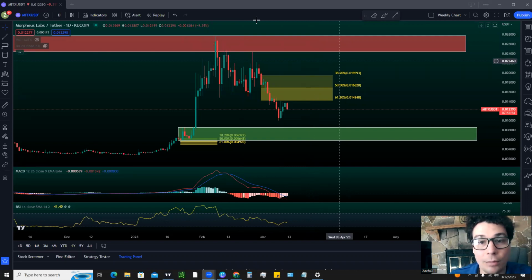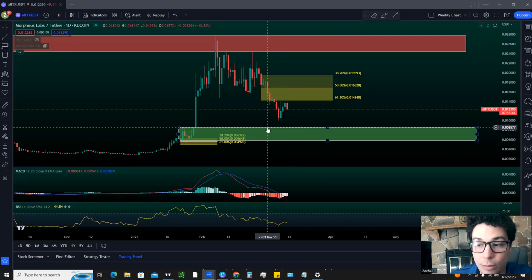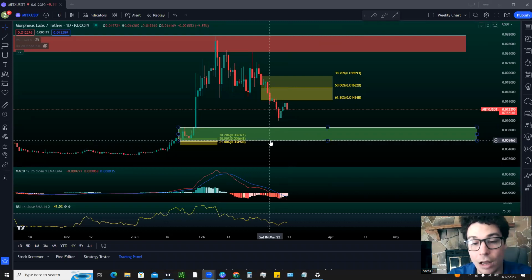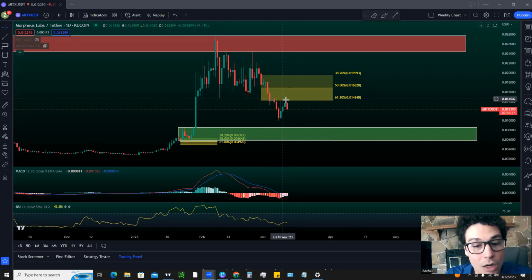Okay, now if we do get the bearishness to play out after the break and retest of our major level, again, most likely we're going to come down and test this previous demand zone, which is about 0.0085 all the way down to about 0.0058. So those are going to be some of the major levels that I'm watching right now.